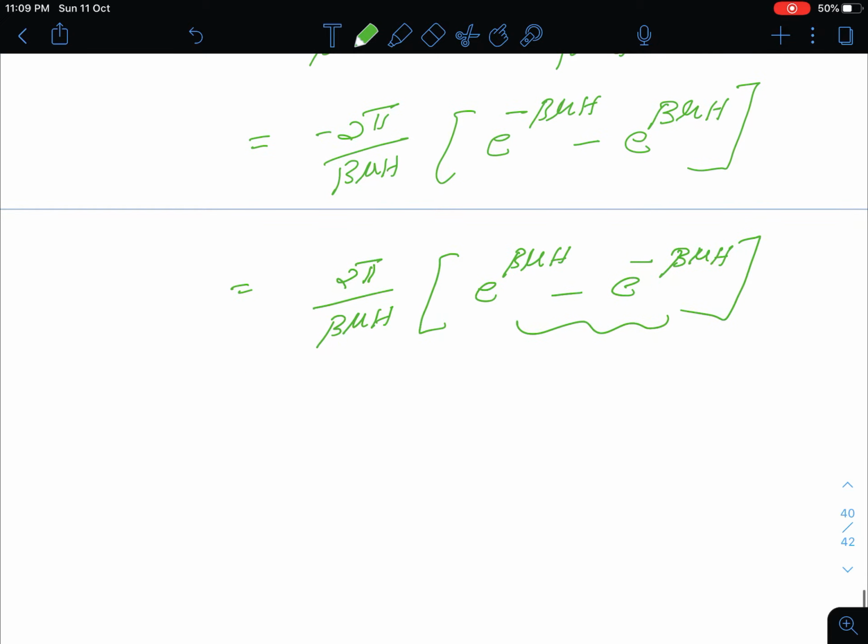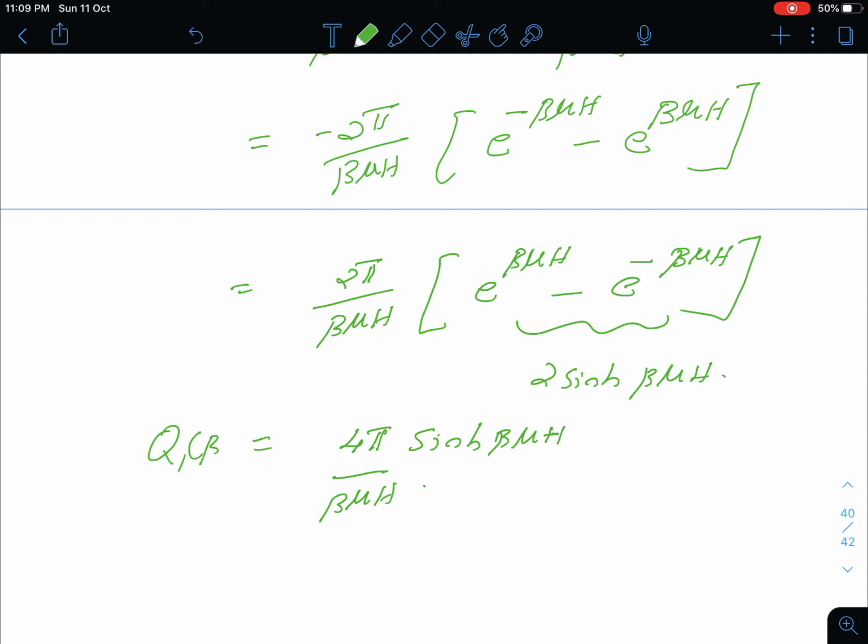What is this quantity in the square bracket? It's simply 2 sinh of beta mu h. So now it becomes 4 pi sinh beta mu h divided by beta mu h. That is the q1 of beta. So we got the q1 of beta now. That's very straightforward. Am I right?